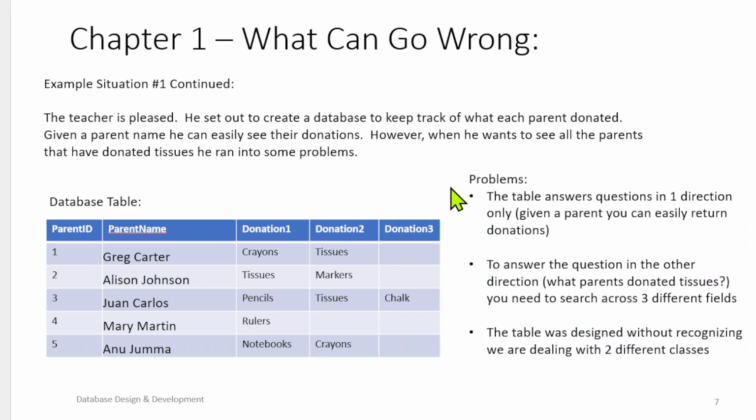So, all right, now we're looking down the slide. And again, here we have the problem. The table only answers in one direction, as I said before. To answer the question in the other direction, you need to search 3 different fields.